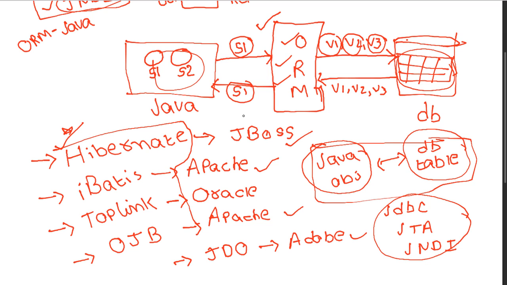In the next session we will discuss the history of Hibernate. What is Hibernate? What is the history? Who invented Hibernate? What are the versions of Hibernate, and which features were added in which version? And what is the present version of Hibernate? These things we will discuss in the next session. Okay, thank you.